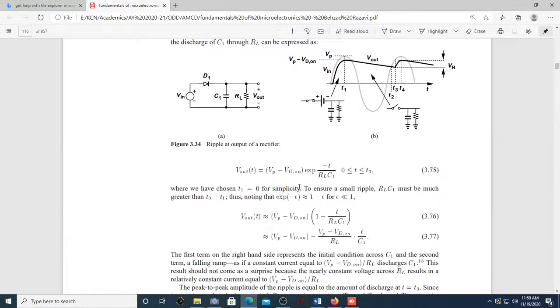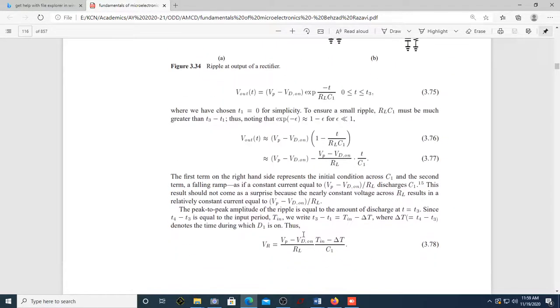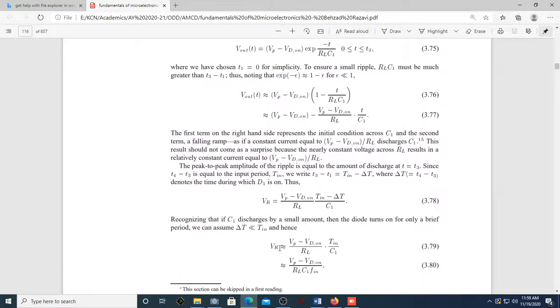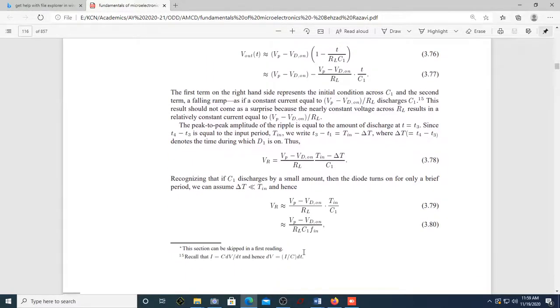And of course we have a similar type of derivation here. So we will end up with the ripple voltage given by Vp minus Vd on multiplied by T divided by R into C. Of course, instead of R, they have taken it as RL. So this is the final expression for the ripple voltage across the capacitor once you put a capacitor in the circuit.